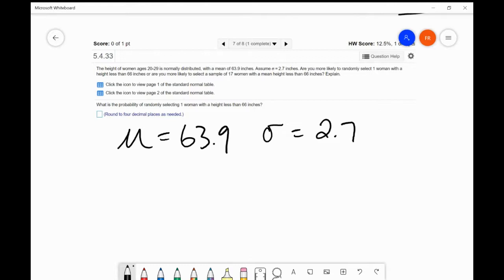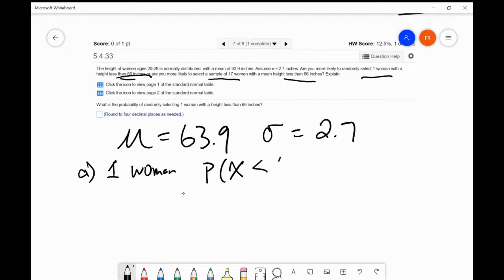Okay, so this question says, are we more likely to randomly select one woman with a height of less than 66, or are we more likely to select a sample of 17 women with a mean height of less than 66? And explain. Okay, so this is going to be kind of in 2 parts. So part A is going to be what happens if we have one woman where her height is going to be less than 66, okay? So when we're doing it this way, remember, there's not necessarily a sample of so many people here. We're picking one individual, right?